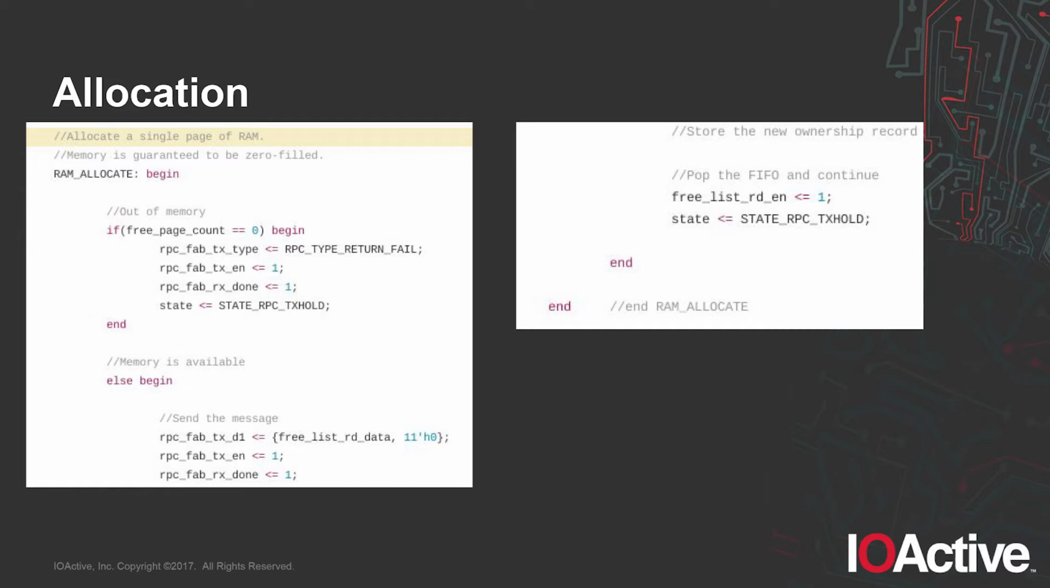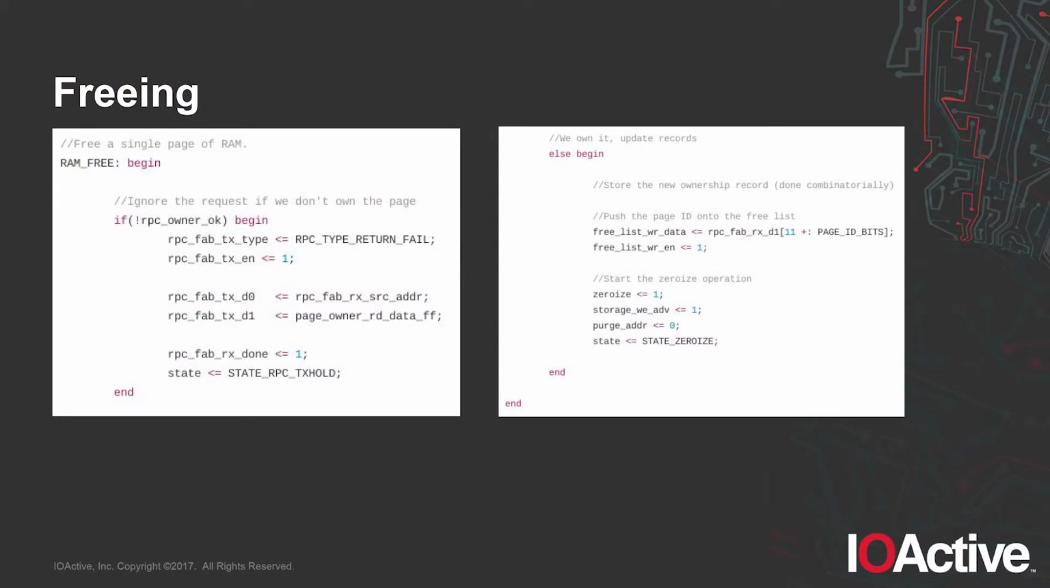And free is pretty simple as well. There's a tiny bit more than is shown on these slides. This is the logic to take a page that we've successfully confirmed, okay, you do own this page, you're allowed to free it, push it back onto the free list. It also zeroizes the content of the page to prevent state leakage. That logic isn't shown on this screen, but there's, again, not a lot of code involved.